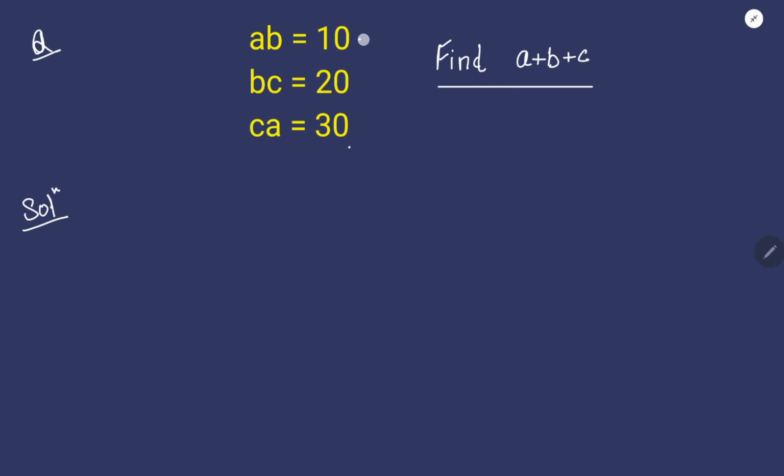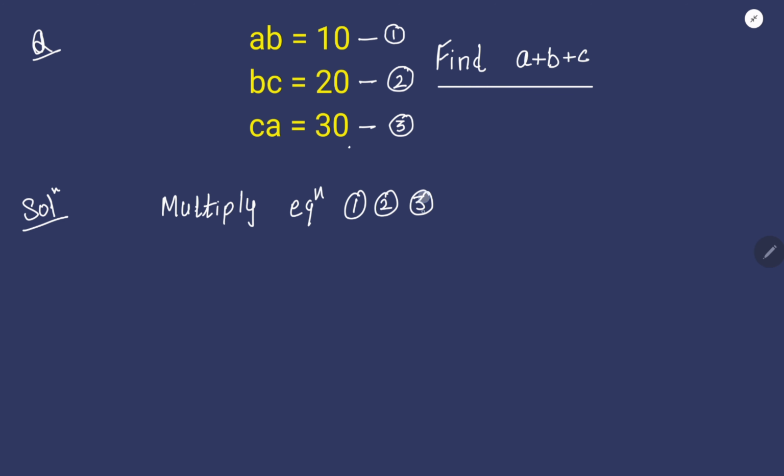I have three equations. Suppose I say this is equation number 1, this is equation number 2 and this is equation number 3. What will I do? I will multiply equations 1, 2 and 3. Okay, what will I get? If I multiply, left side will become AB multiply BC multiply CA and right hand side will become 10 multiply 20 multiply 30.